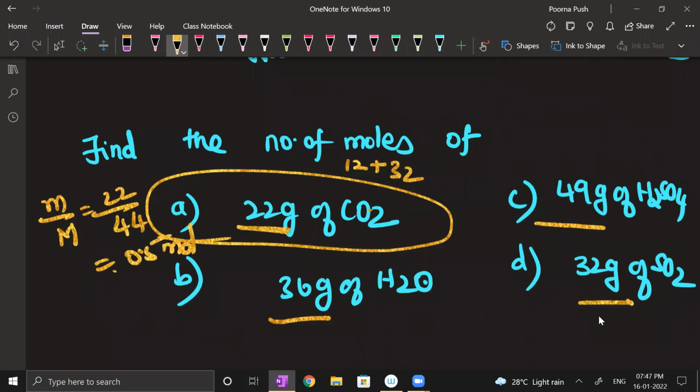Try the others like that. I'll give you the weights: hydrogen is 1, oxygen is 16, sulfur is 32. Try parts B, C, D.